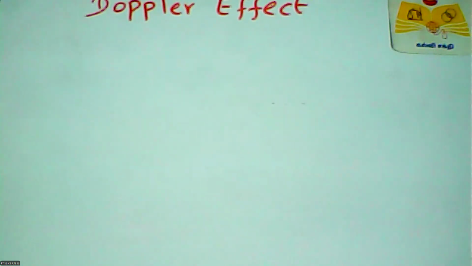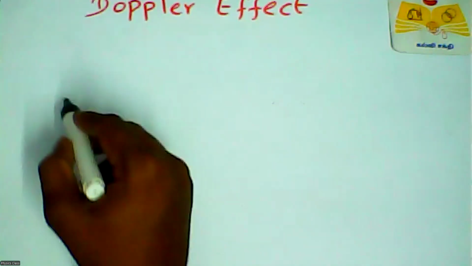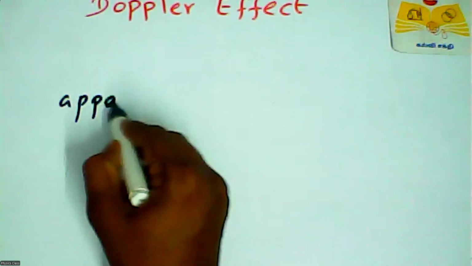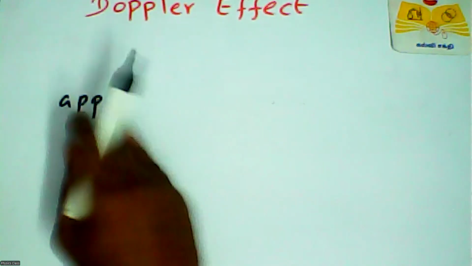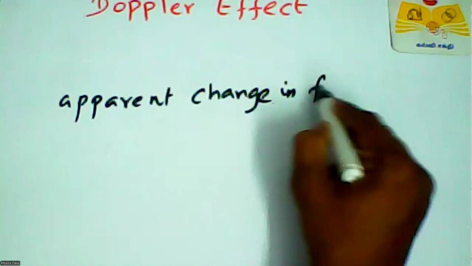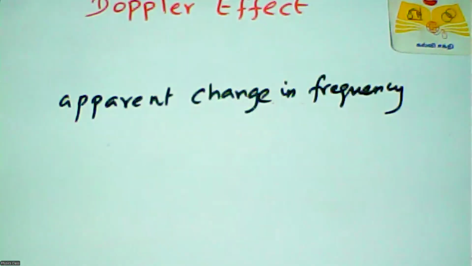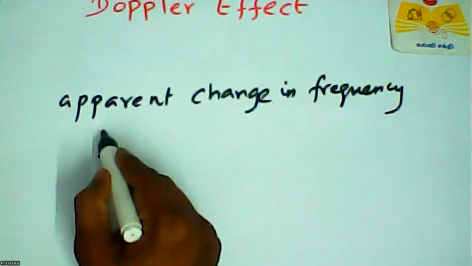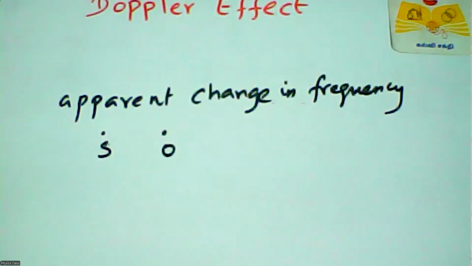Doppler effect means the phenomenon of apparent change in frequency of the sound heard by the listener due to relative motion between source and observer or listener. So there is an apparent change in the frequency because there is relative motion between the source and observer. This effect is known as the Doppler effect.